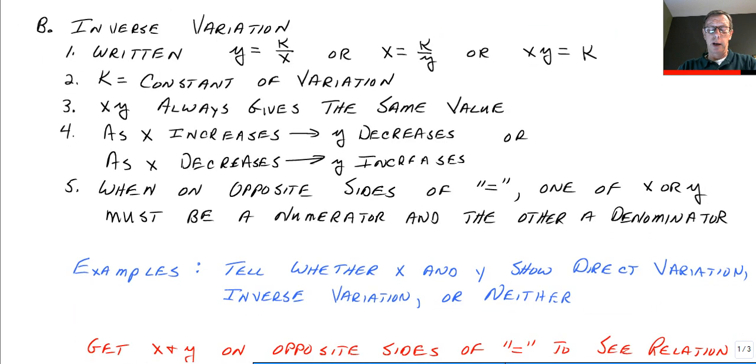Okay, now let's take a look at inverse variation. An inverse variation would have this characteristic, that notice y is a numerator, and here we have another constant which is not going to change, but the x is a denominator. So inverse variation is going to be the case where one of the variables, either y or x, is going to be a numerator and the other one is going to be a denominator.